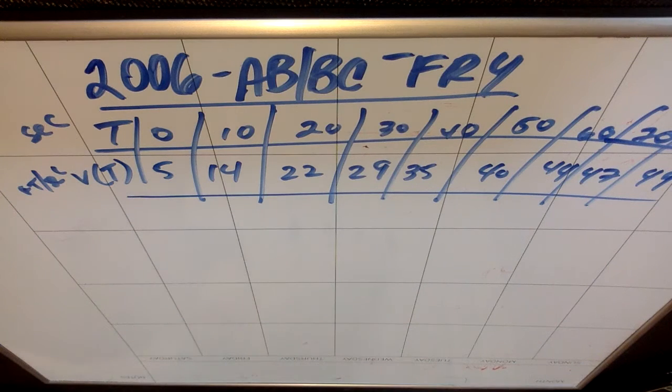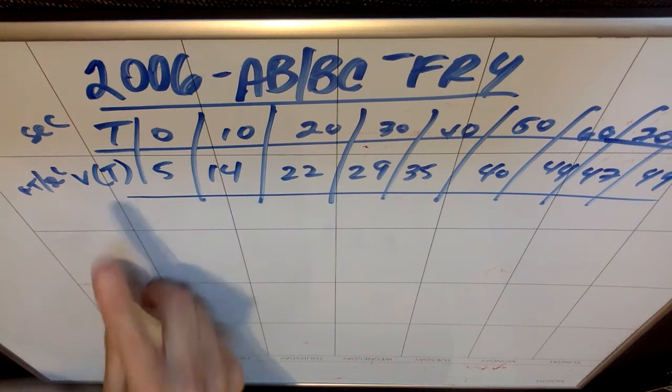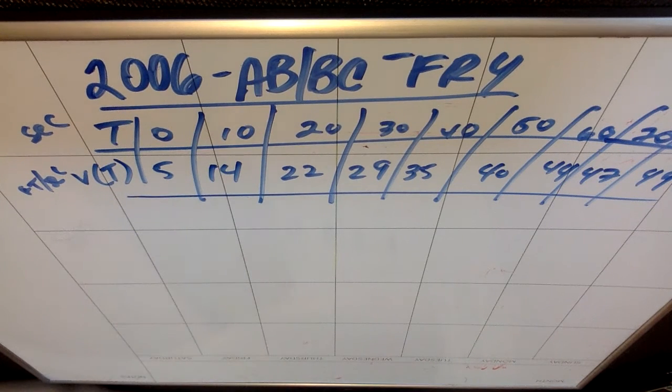Let's do some more AP review. This is 2006 AB/BC Free Response 4. It is a table problem, so guaranteed, before we even start, you're going to be asked to do two things. You're going to be asked to estimate the derivative of this quantity, so in this case, the derivative of v of t, which would be a of t, by using old school slope between two of these points.